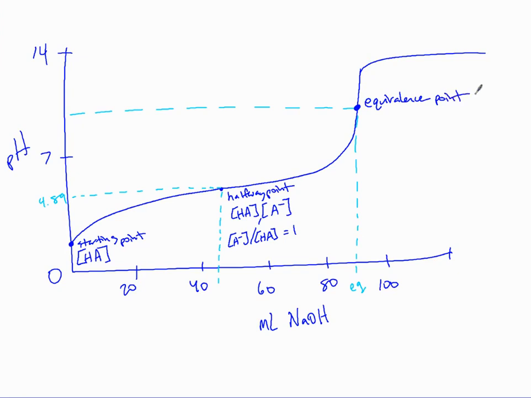What do we have in the solution at this point? Do we have any weak acid here? There's no weak acid. There's no hydroxide either. The only thing we have at this point is our conjugate base, the anion. In this example, it was the propanoate.